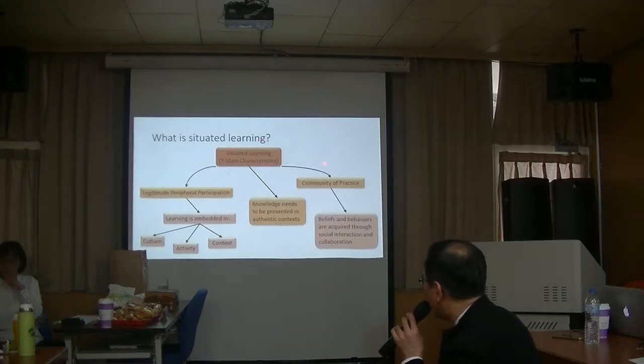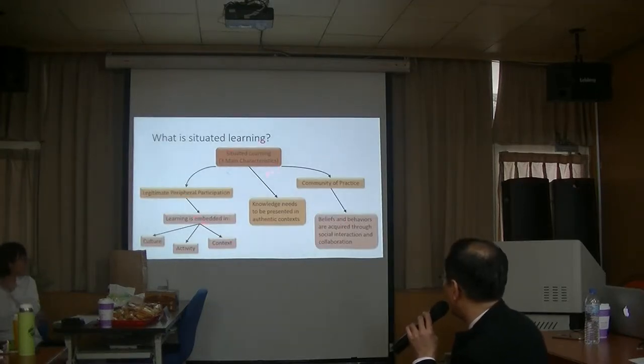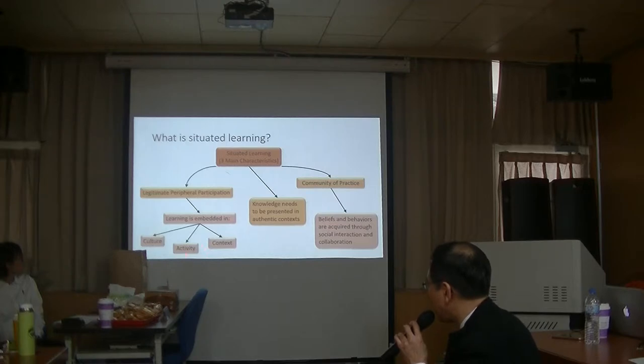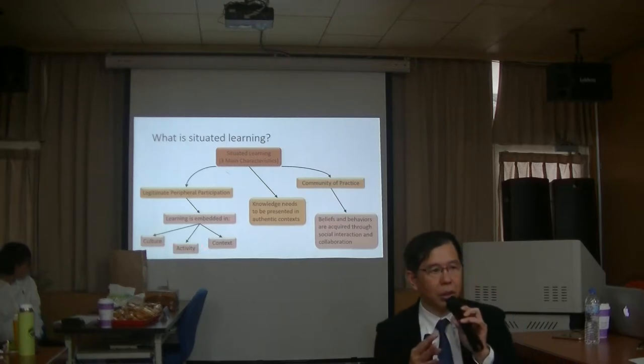Why is it situated learning? Here, there are three main characteristics. One is community of practice. The knowledge you learn needs to be presented in an authentic context. And legitimate peripheral participation means learning is embedded in context, activity, and culture. Just what I mentioned there.